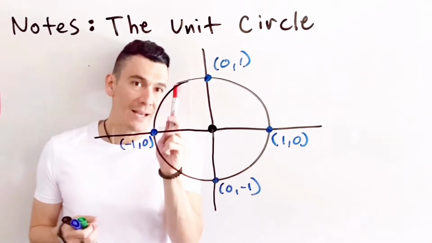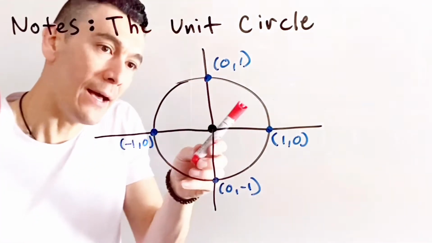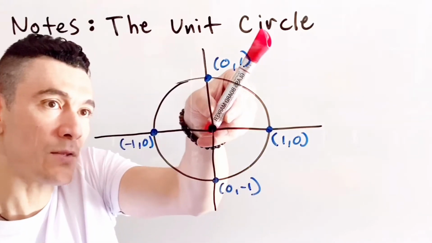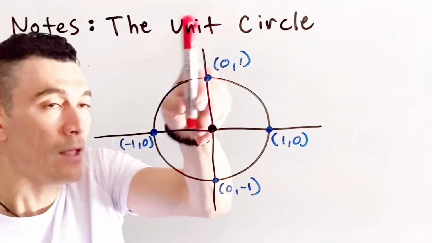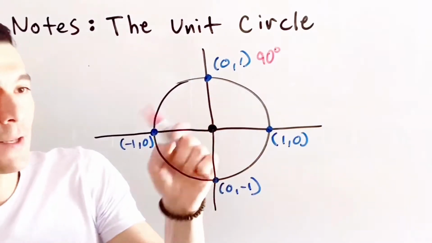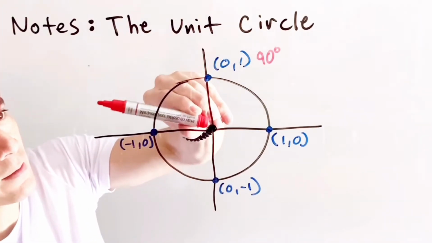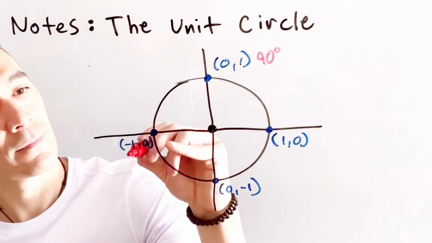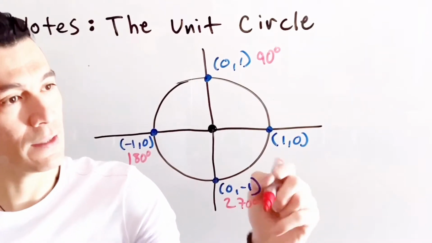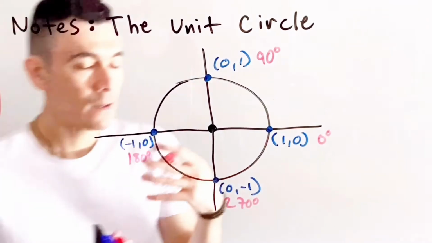Now, what about the angles? Let's go through and label some of the angles. Do you guys remember that the way you measure angles is you start like this here and you move counterclockwise? So if I wanted to go to this one, that would of course be 90 degrees. If I wanted to go over here, I'd have to rotate how many degrees, rather? I'd have to go 180. And this one down here would be 270. And this one here would be 360. But remember that 360 is the same as 0 degrees.